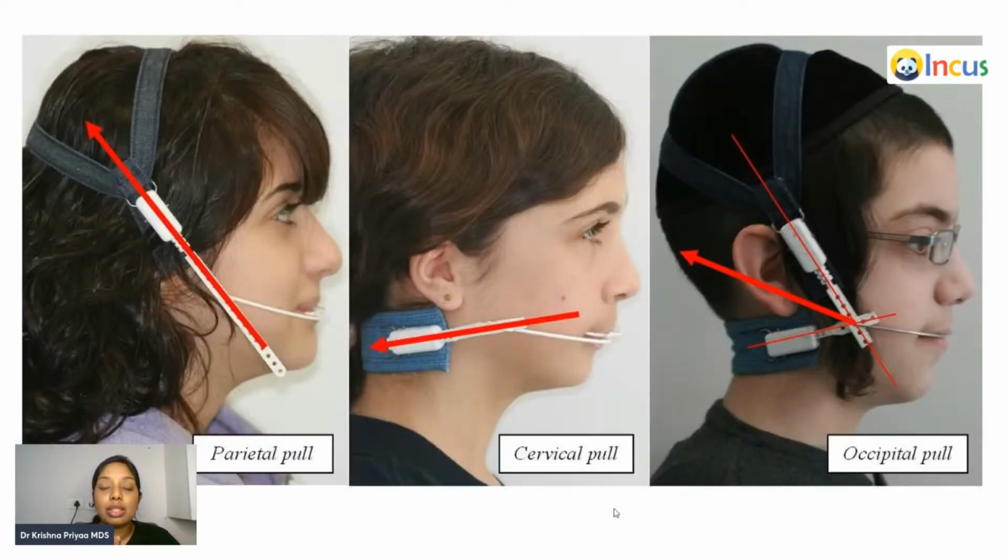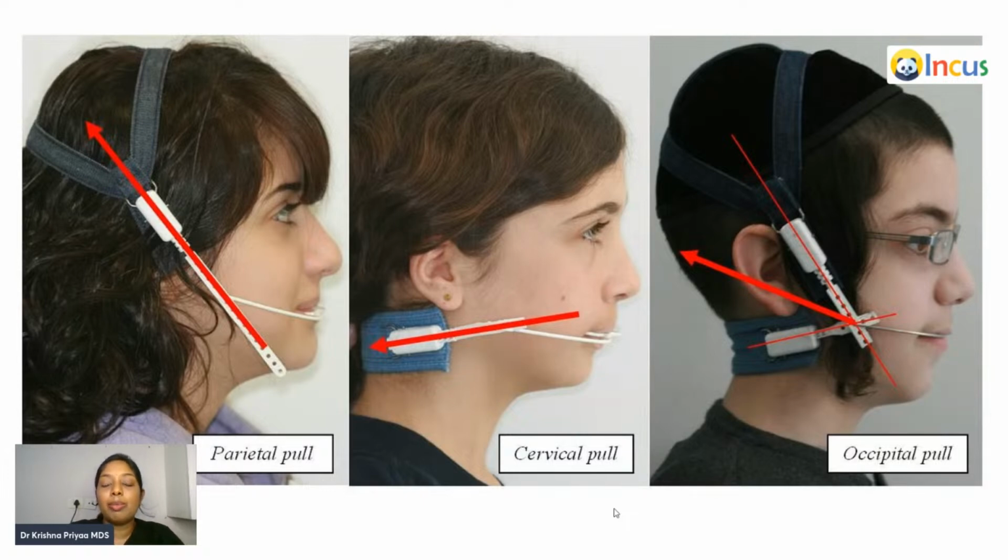We should understand the classification of headgear before going to answer the MCQs. So here you can see the first one is parietal pull, that is it is quite high to the occipital, so it is called high pull headgear. The second one is cervical pull, and the third one is occipital pull. In all these three you can notice the direction of the force.